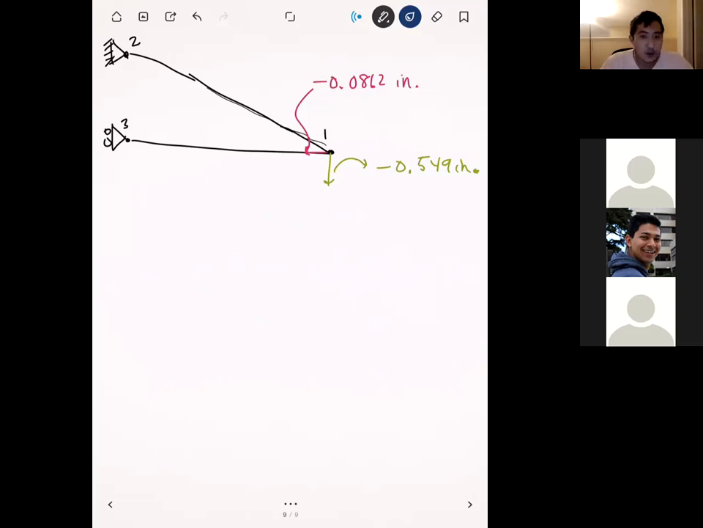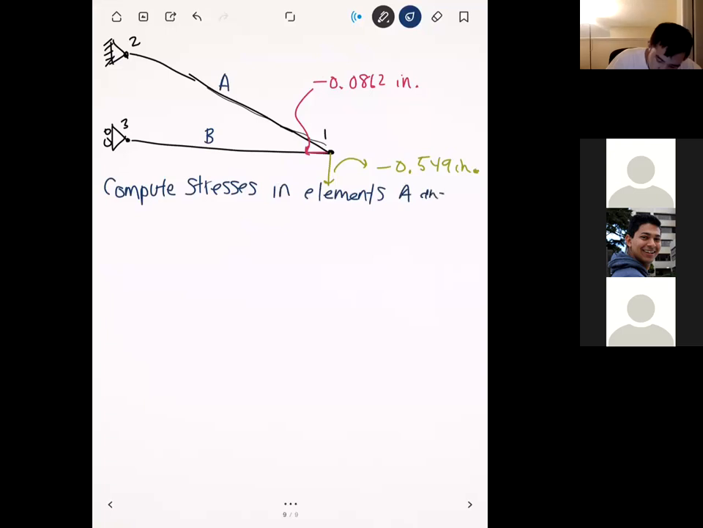And now let's compute the stresses in each of these elements. We have to remember what we were doing an hour ago. If you remember from before, this is the formula that we plug in for the stresses. At this point, we've solved for all the displacements at all the nodes, so now we can just plug those into this formula.